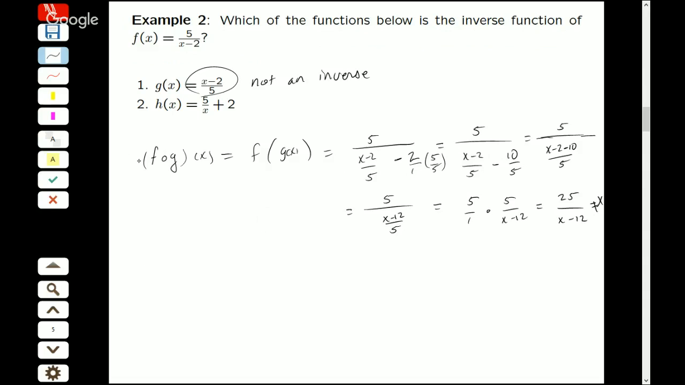Let's look at the second one. Again, I'm going to do f composed of g. So this is f of g of x. So I have 5 over something minus 2, and here's the something. Oh, yes, yes, yes. There's an h there. You are so right.